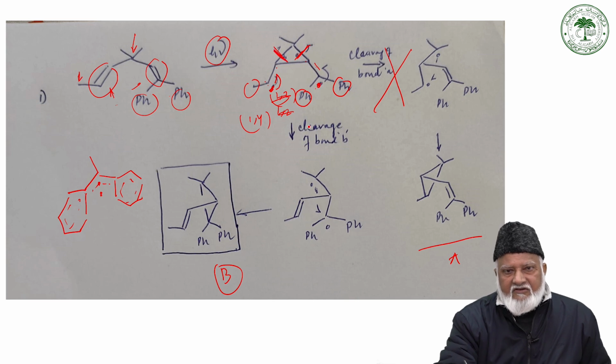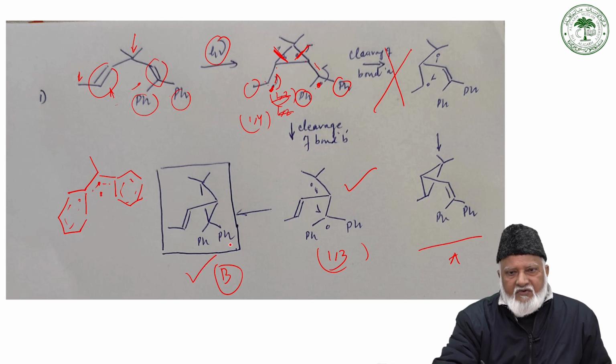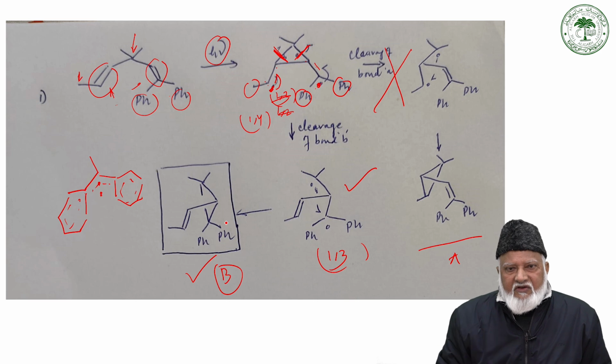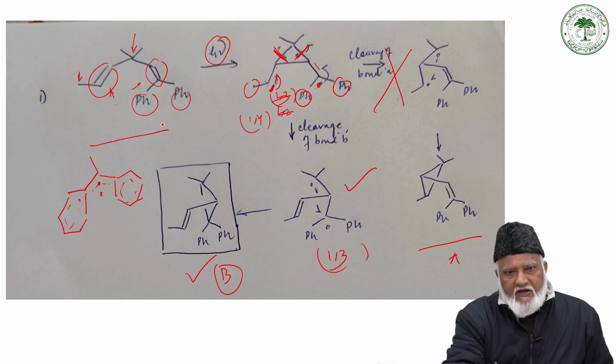Cleavage of this cyclopropane ring bond takes place to give you this radical, this 1,3 diradical, which may ultimately lead to the vinylcyclopropane product one. So this is the major product in this particular case. So here we can see that this is an example of a di-pi-methane rearrangement.